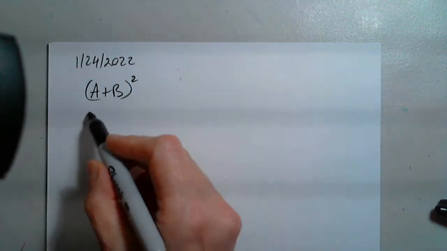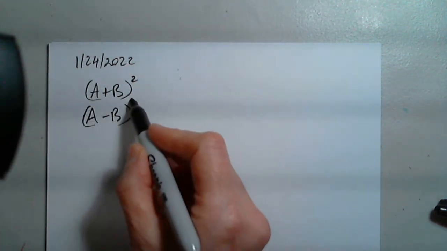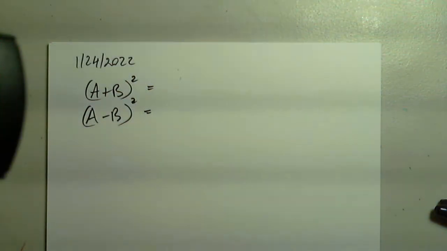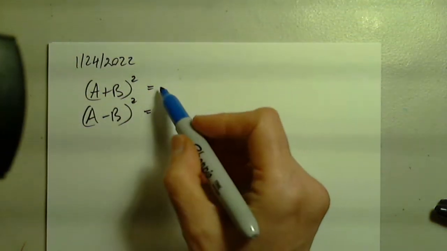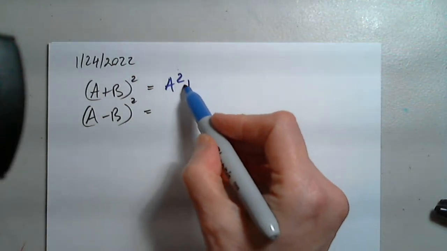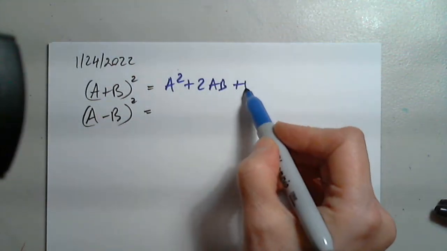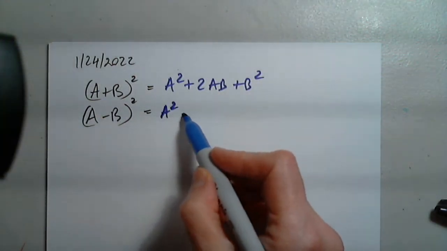What does this equal to? Because I would like us to establish this and not have to think about it again. A squared plus 2ab plus b squared for the first, and a squared minus 2ab plus b squared for the second. Awesome.